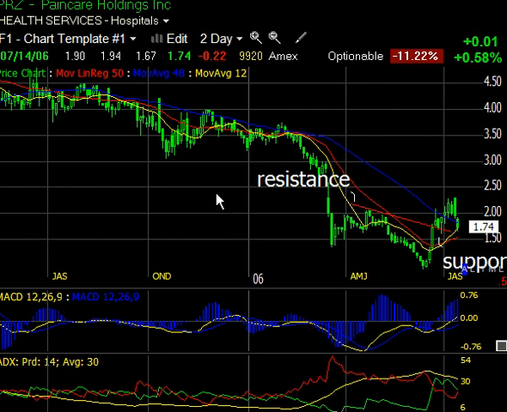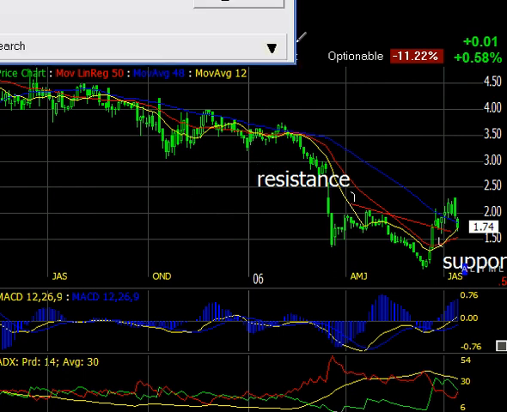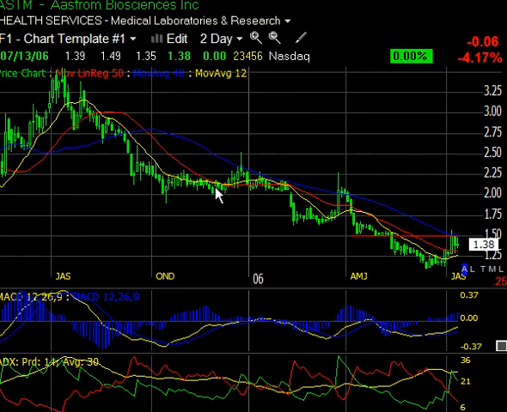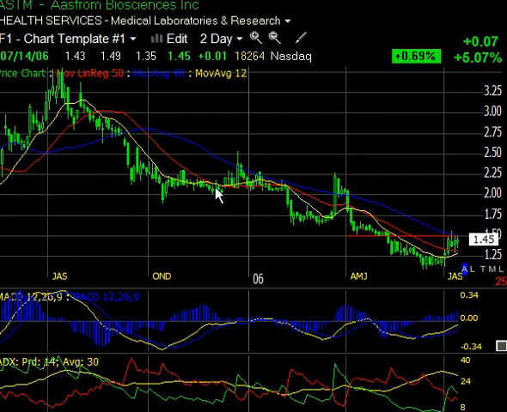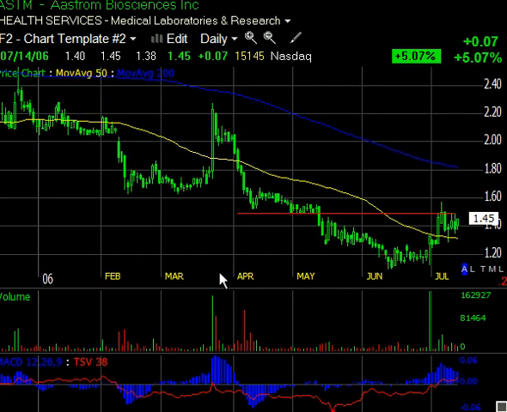Okay, so first off, we're going to take a look at ASTM Biosciences, I believe that is, and let's see what we have going on here. First of all, I like how this 50-day moving average is starting to flatten out. It's below the 200-day moving average. You don't want to trade anything long when price is below the 50-day moving average and the 50-day moving average is below the 200. So now that it's getting above the 50-day moving average and that's flattening out, it's tradable as far as I'm concerned, and I like how this stock looks.